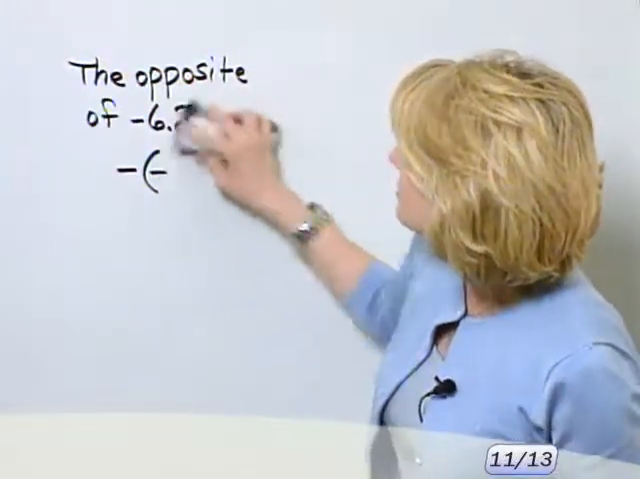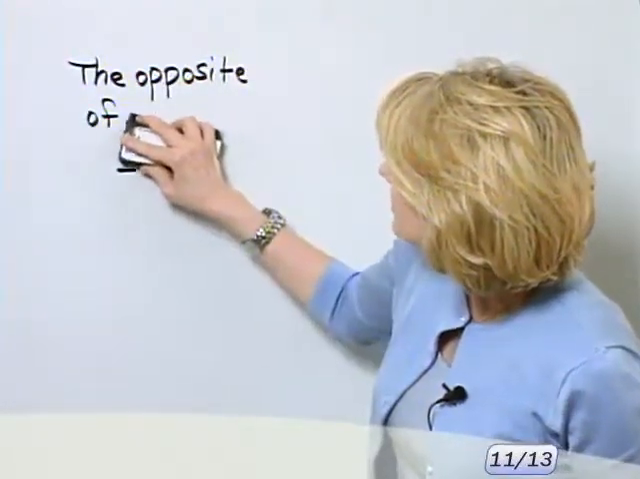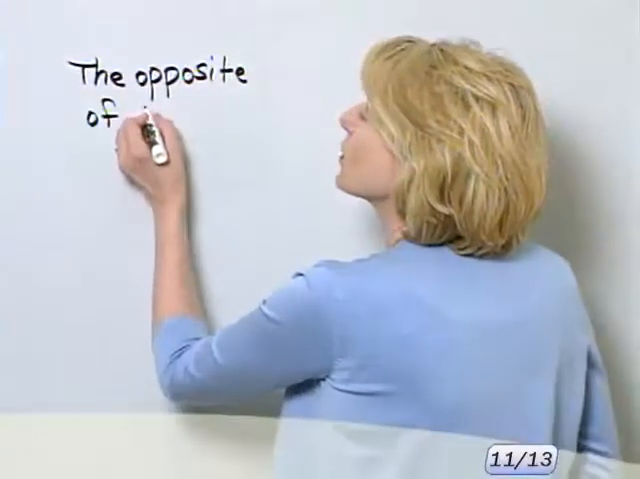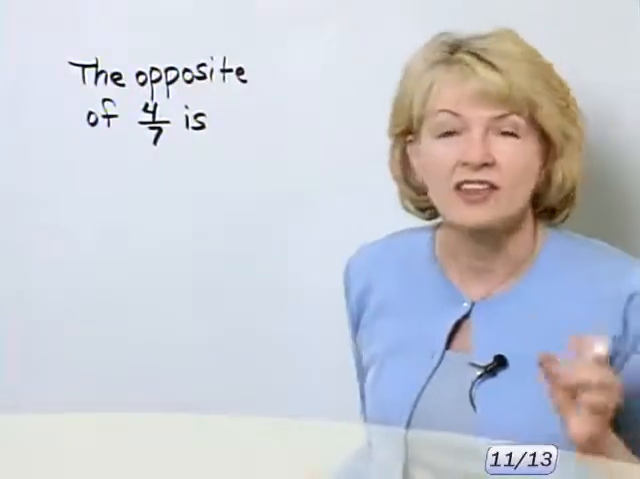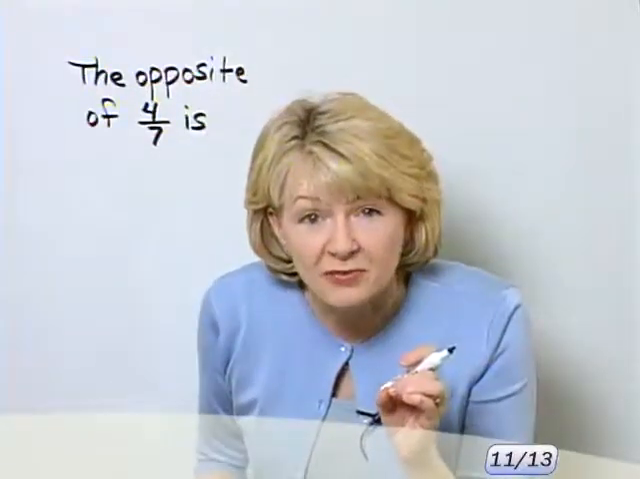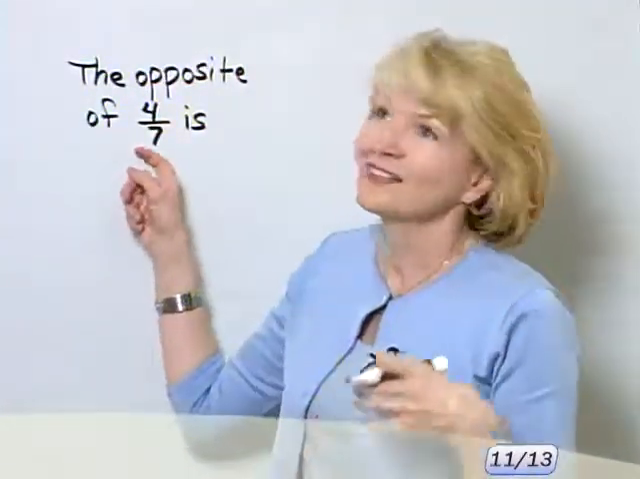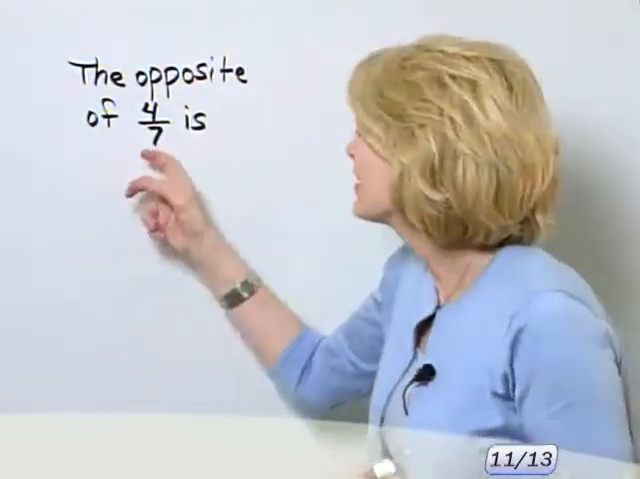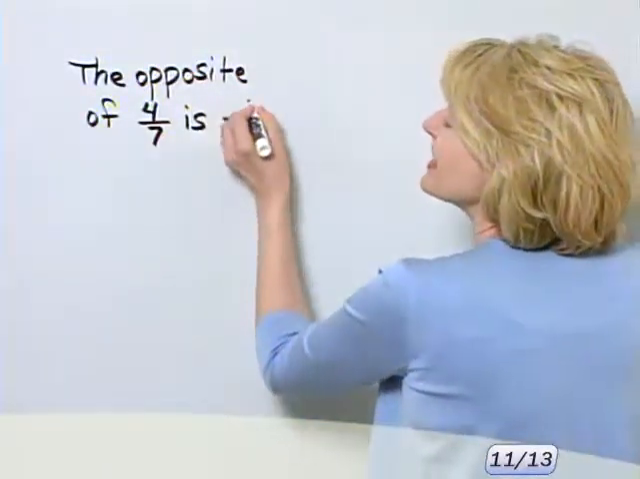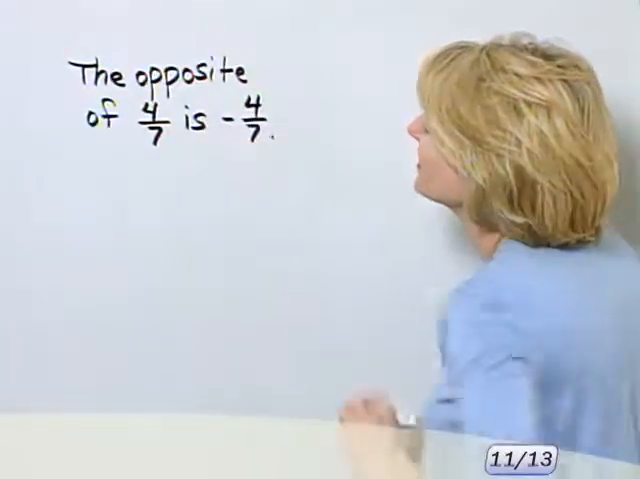Let's find one more opposite, though. What is the opposite of 4/7? All right, think of a number line. What is the opposite of 4/7? If you want to think of it, think of this as our number A, and the opposite of A is negative A. So the opposite of this is negative 4/7.